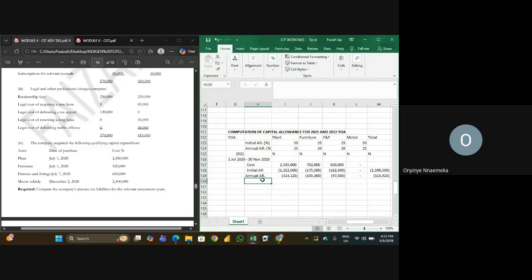No, okay, that's true. We are supposed to prorate the annual allowance for plant, furniture, and fittings. Those three assets. How many months do we have from July to November? July, August, September, October, November. That's 5 months, right? Yes. So that means we are still going to prorate more. Multiplied by 5/12.